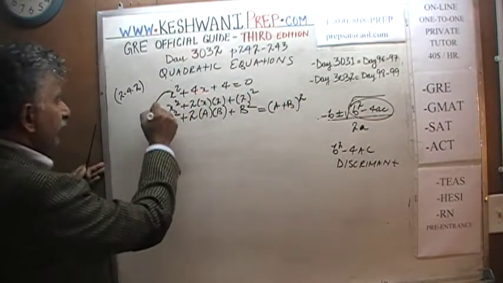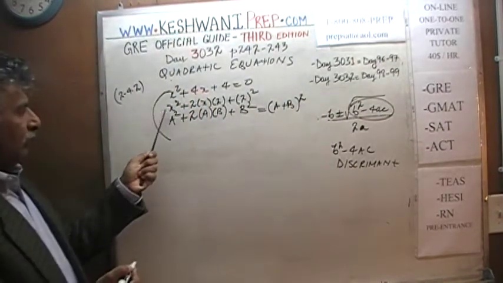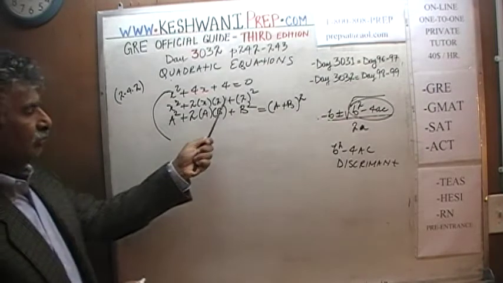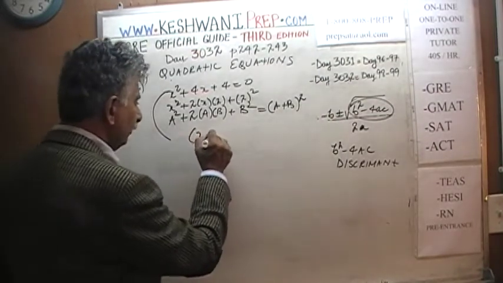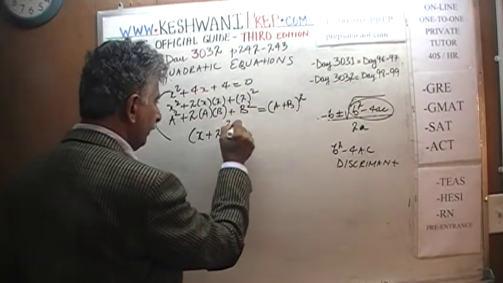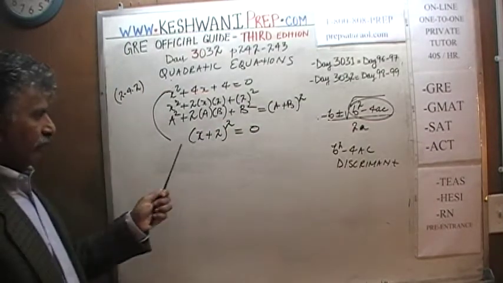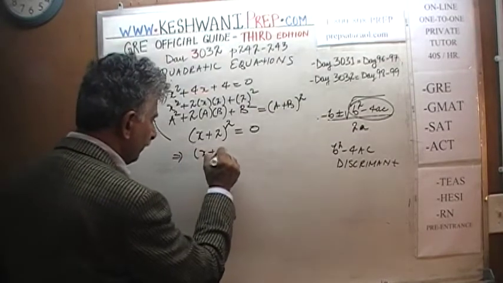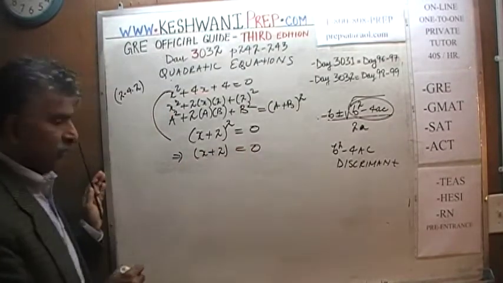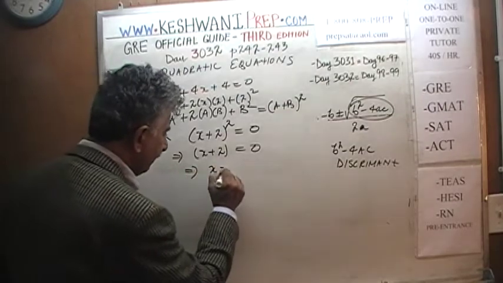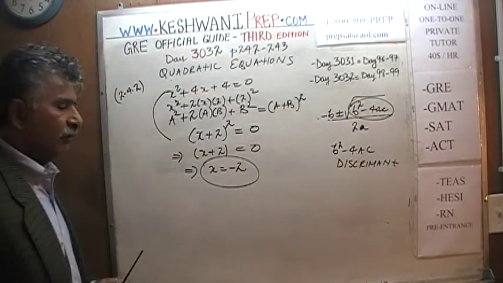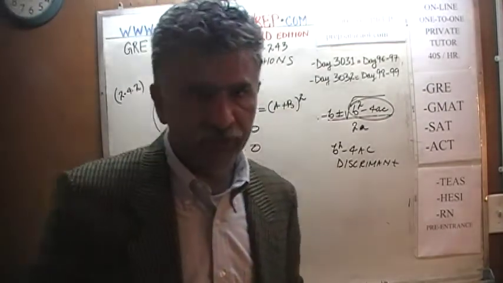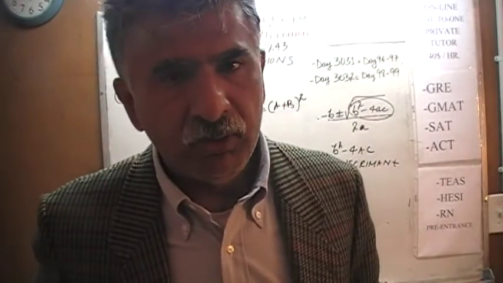So this entire quantity is simply, our a here is x and our b is 2. So it's simply x plus 2 whole squared is equal to 0. If the square of some quantity is equal to 0, that implies that the quantity must itself be 0. This quantity must itself be equal to 0, which in turn implies that x must be negative 2. X is equal to negative 2, and that's the only solution it has. It has only one solution.